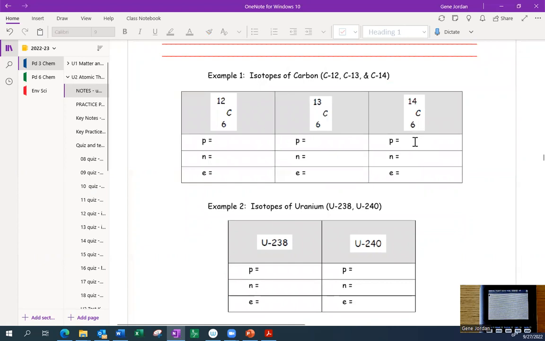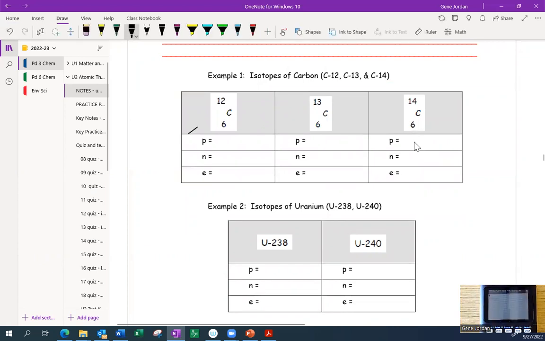The first one is carbon. Carbon has 3 main isotopes: carbon-12, carbon-13, and carbon-14. It's not too hard. You can tell that all of them will have the same number of protons because it's the same element. It has 6 protons here, 6 protons there, 6 protons there. The number of neutrons is what changes.